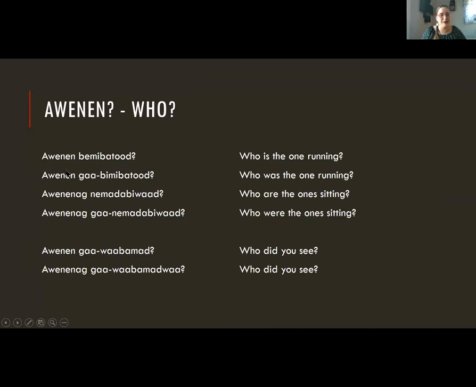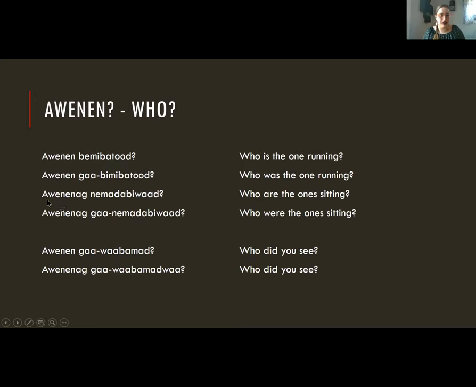Okay, that's better. So past tense, if you add a tense on, because it goes in front of the verb, it's now going to be the first vowel that changes. Awaynin ga bimipatud. Who was the one running? So they ran by already. Who was the one running? Awaynin ga bimipatud.